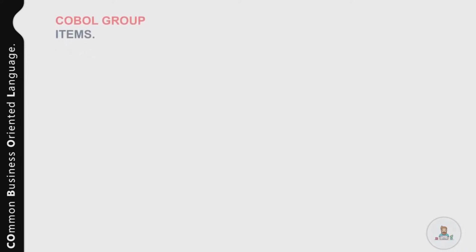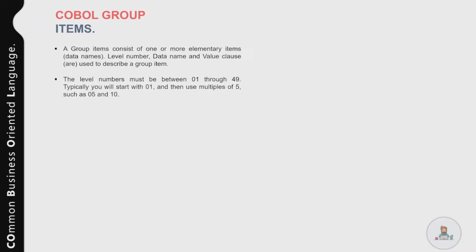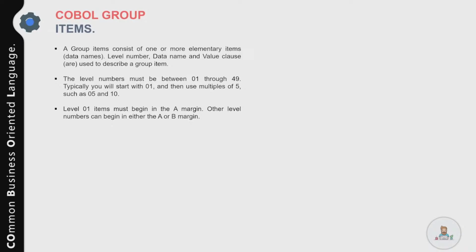Now let's talk about group items in COBOL and how you can define them in your COBOL program. By definition, a group item or group variable is one that consists of one or more elementary items. To define a group variable, you need a level number, a data name, and a value clause. However, the value clause is optional. The level number must be 1 through 49. Typically, you start with 1 and then you use multiples of 5.